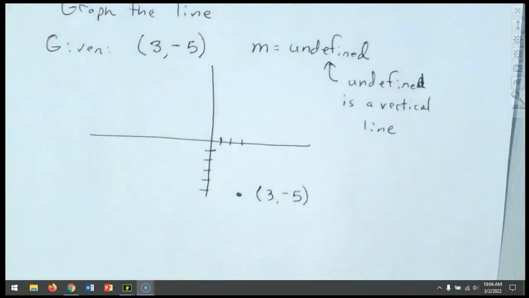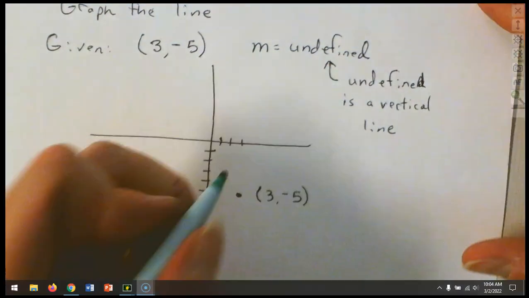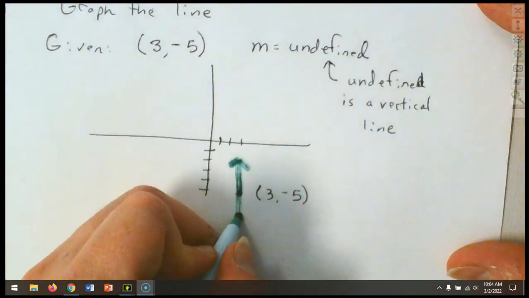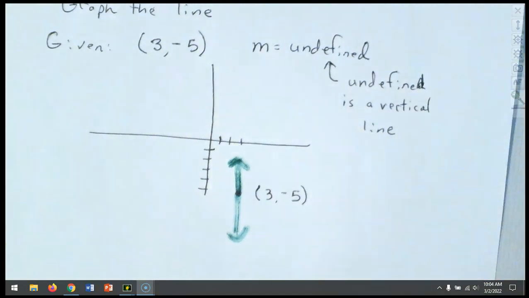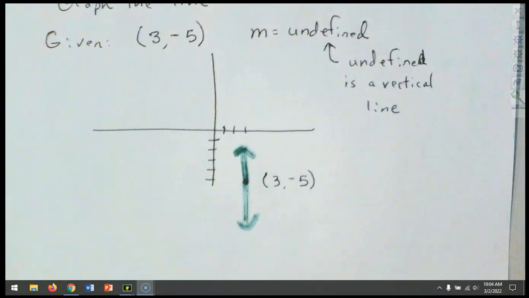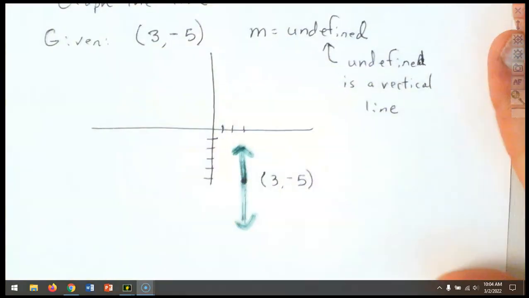So this undefined slope is going to be a vertical line. So all we need to then do is just draw our vertical line here. And that's it. That's your line right there. It's a vertical line, and we plotted our point. We just draw our vertical line straight through it.